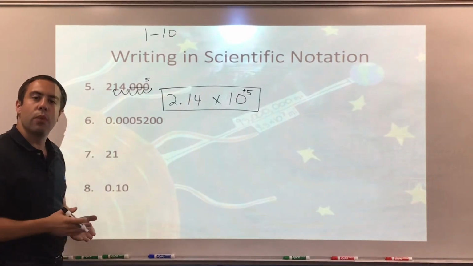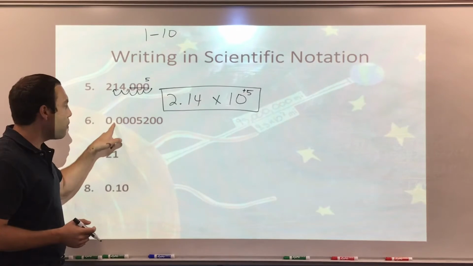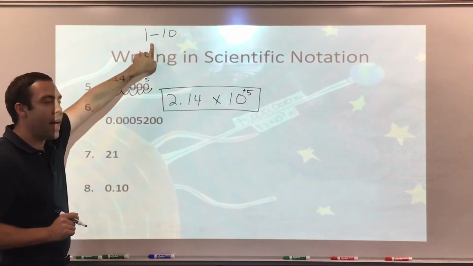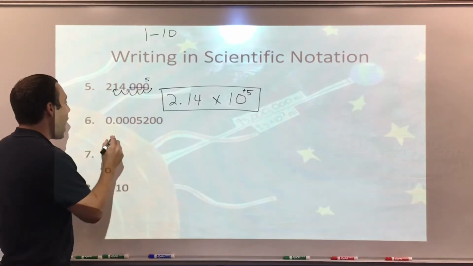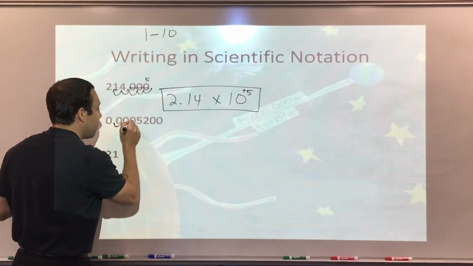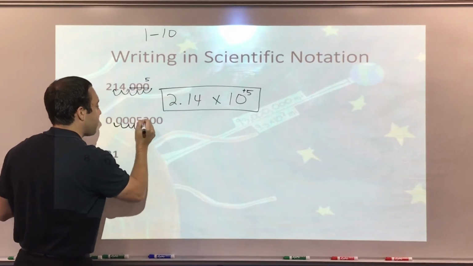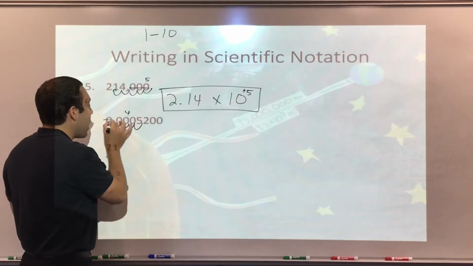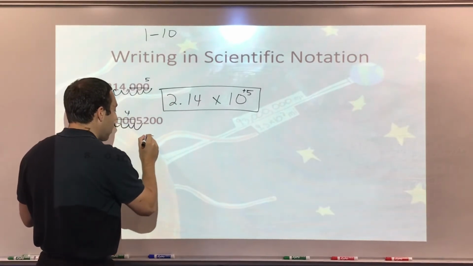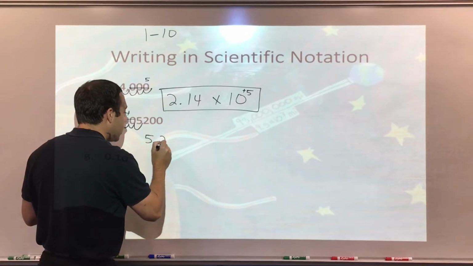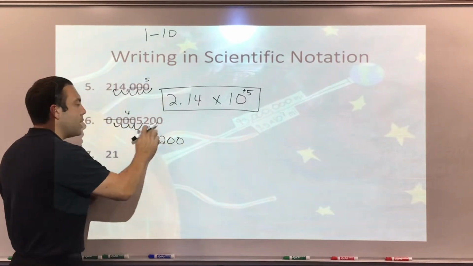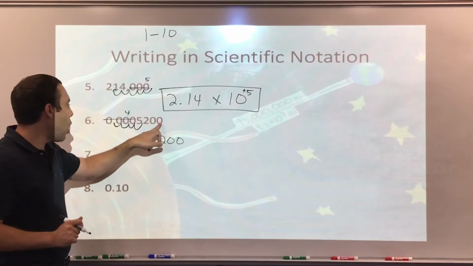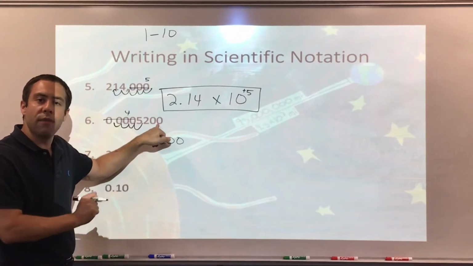Question 6, we have a small number. The decimal point's here, and we're going to move the decimal point over to the right until we get a value between 1 and 10. And we count 1, 2, 3, 4. We move the decimal point over 4 times. Write the number without all the zeros, 5.200. These zeros we keep because these are significant figures. They're put there to show that it's measured to this number of decimal places.